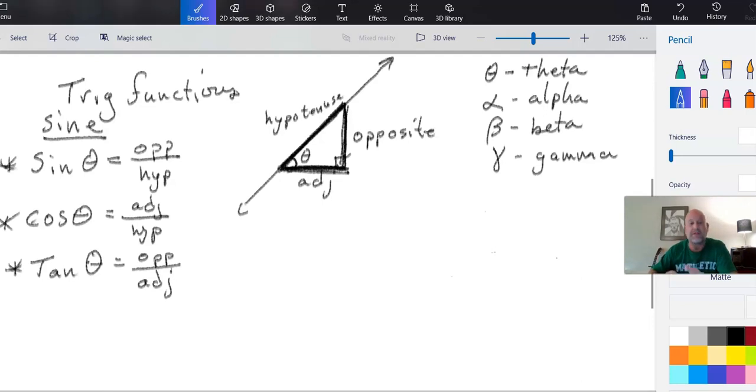Okay, so we have these three here. Now, I'm going to stop here with just these three, and then I'll talk about how to attach the other three in a second. But there's a way to remember which ratio goes with which. And I've seen it several different ways, but I think this is probably the best acronym.